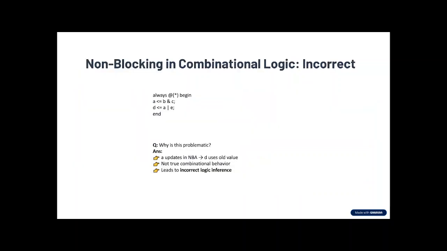Now we have non-blocking in combinational logic: incorrect. Non-blocking is a delayed update, so the logic uses old values. So it is incorrect combinational logic. Use blocking in a combinational always block.